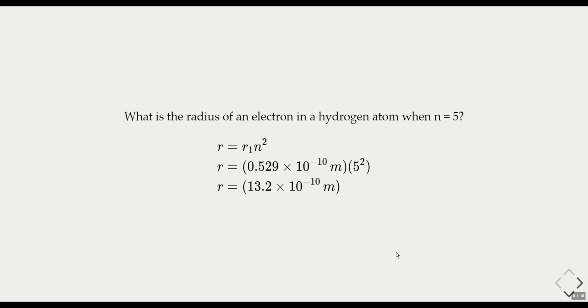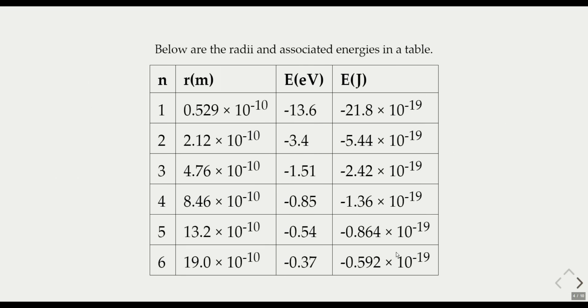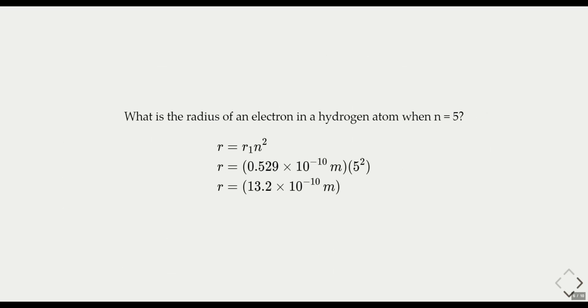So let's go back and look at that from that chart. That's where we came up with this number here, 13.2 times 10 to the minus 10. That's the radius of one of the allowed orbits in a hydrogen atom. That is the fifth orbit for hydrogen. All right, let's go back now.